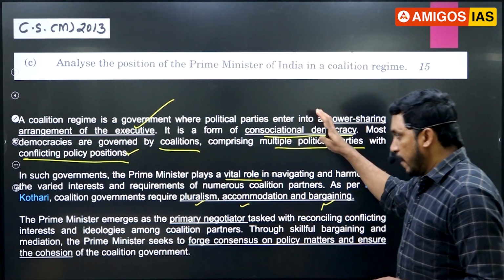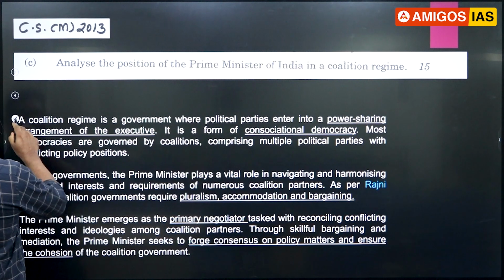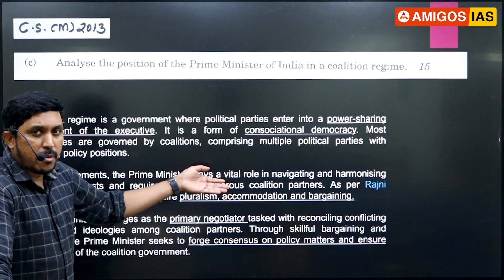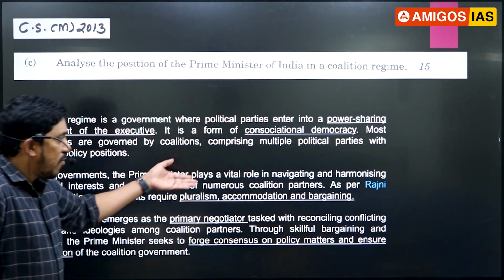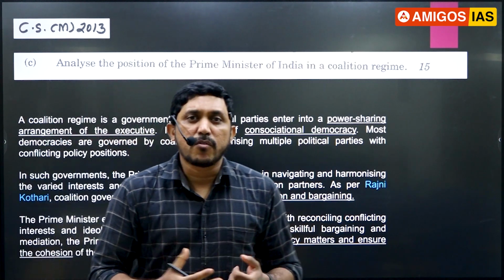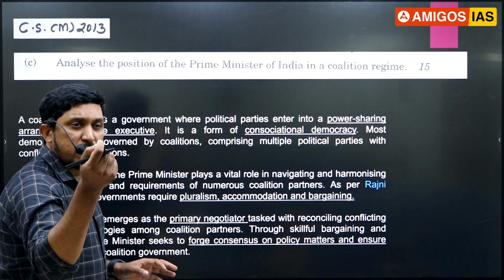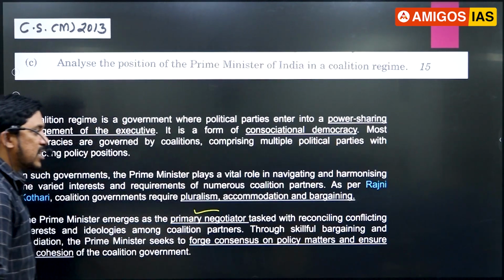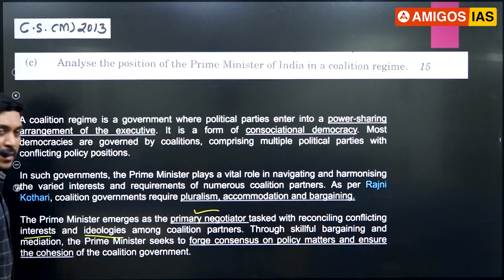Which means in this question, you are starting your answer with defining what is the meaning of the word coalition governments, and then the role of PM, why it becomes important. Then you gave one scholar's quote as well. That makes a good flow here. And then you can start your answer by discussing various dynamics of coalition governments where PM has to play a very adept role. So use the keywords always here. So Prime Minister is the primary negotiator tasked with reconciling conflicting interests and ideologies among different partners.